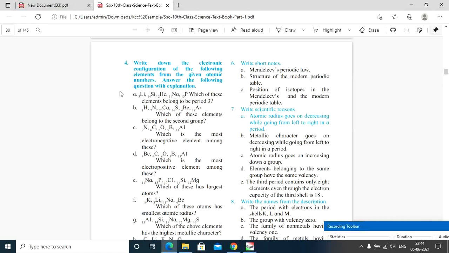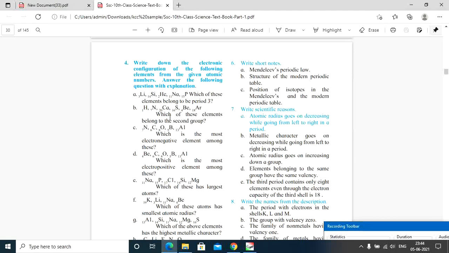Which of these elements belong to third period? So what you will do, from this atomic number you will write electronic configuration. After writing electronic configuration, those elements that have 3 shells belong to third period. So silicon is 2,8,4, third. Sodium 2,8,1, third period. P 2,8,5. Okay, these are the elements.